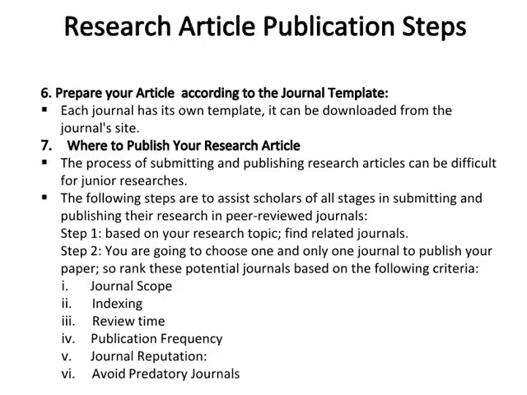Step 1 is based on your research topic, find related journals. Step 2 is you are going to choose one and only one journal to publish your paper. So rank these potential journals based on the following criteria. Number 1 criteria is journal scope. Number 2 criteria is indexing. Number 3 criteria is review time. Number 4 criteria is publication frequency. Number 5 criteria is journal reputation. Number 6 criteria is avoid predatory journals.